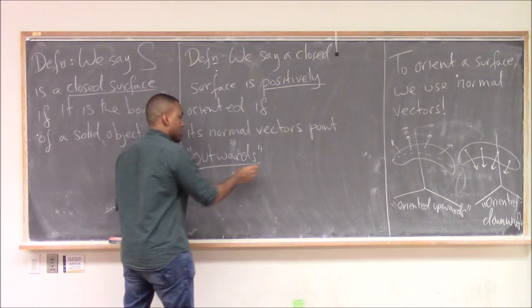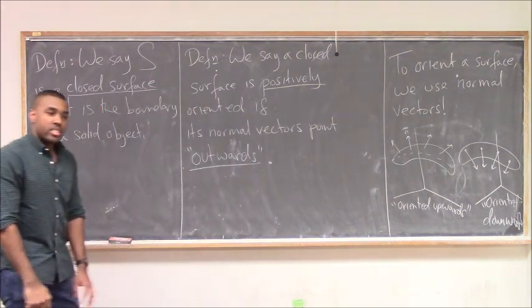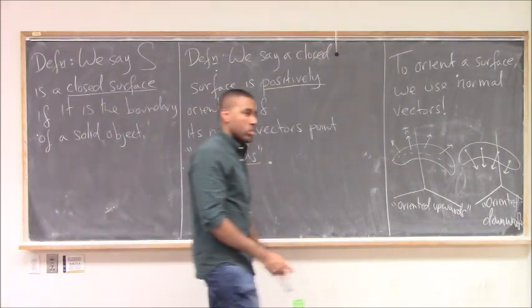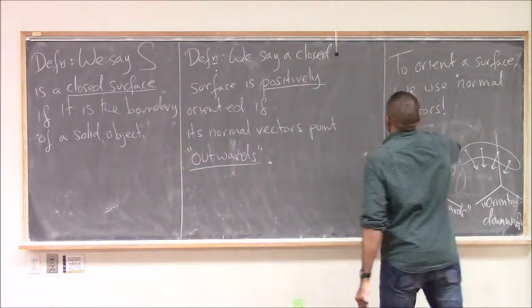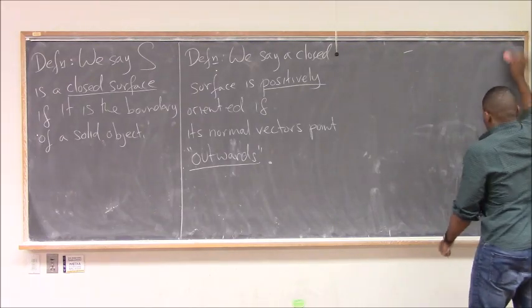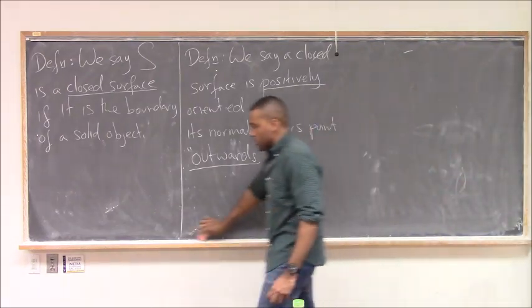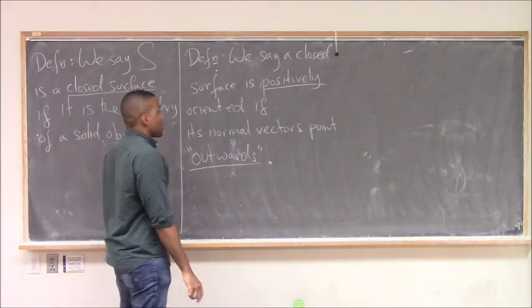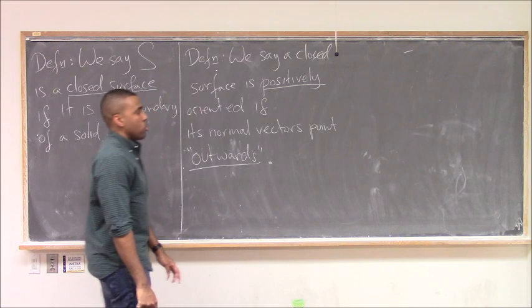Now the word outwards is very important. In particular, I didn't say it points up or down. Outwards can literally mean either one of those. So a surface is positively oriented if our formulas that we use for its normal vectors force all the normal vectors to point outwards.